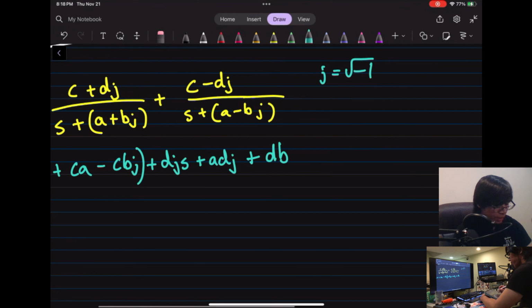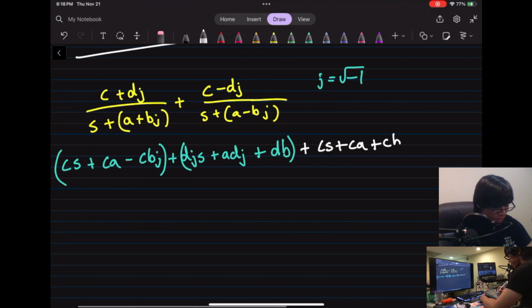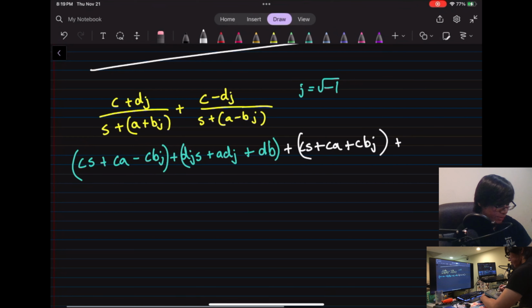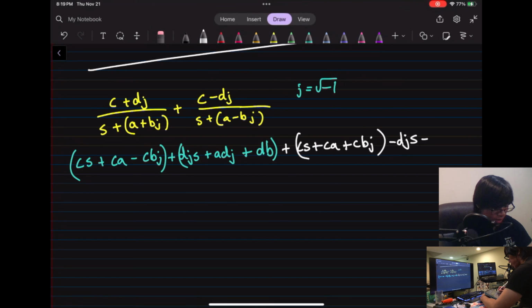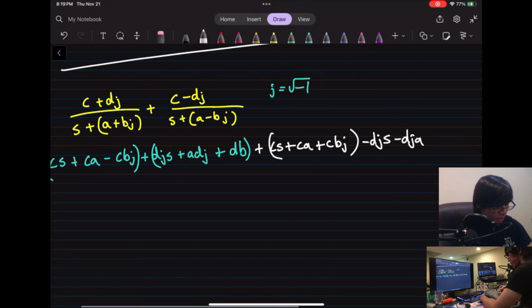Now we do the other side, the right-hand fraction. Similar thing: CS plus CA, and now that is plus CBJ. Then we have the DJ term, which is negative DJS, negative DJA, and we have DJ and BJ once again, so it becomes plus DB.